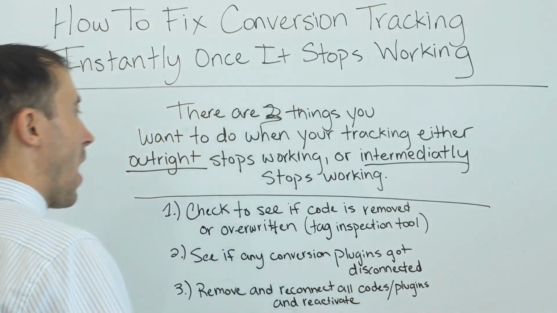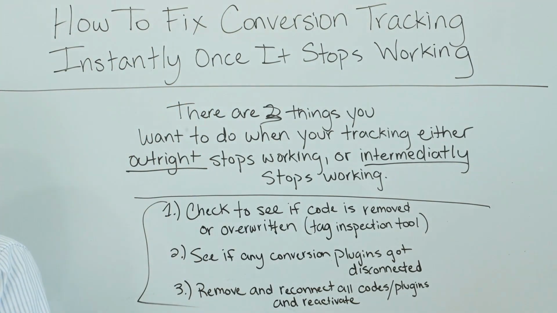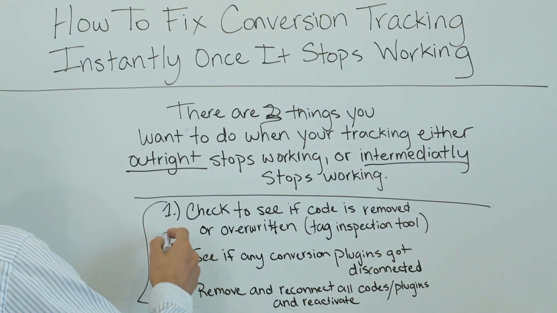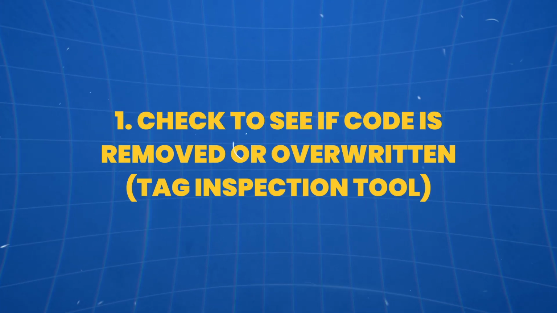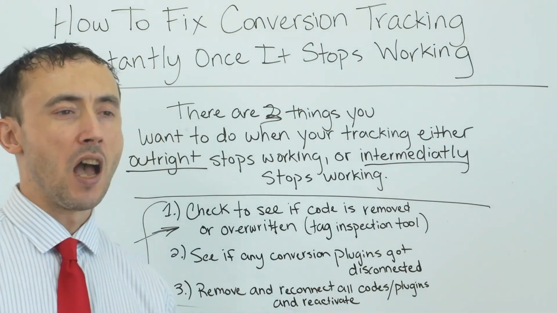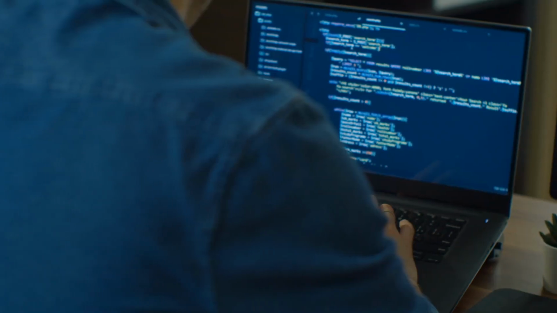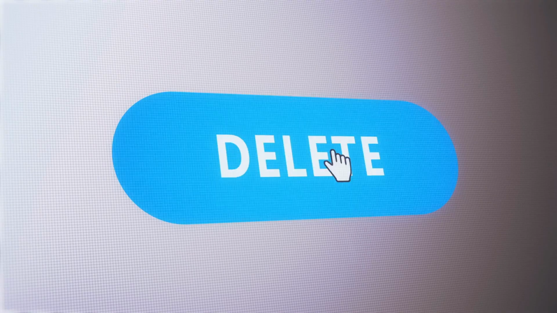So with that said, if your tracking breaks either outright or intermittently, here are the 3 things you can do to get it back online as quickly as possible, learned over the 20 years I've been running ads and 10 years at this firm in particular. The first of which is check to see if the code is removed or overwritten on your website. I don't know how many times I've been working with clients and they have another tech guy or other agency help them rebuild their website and they just delete all the tracking code.